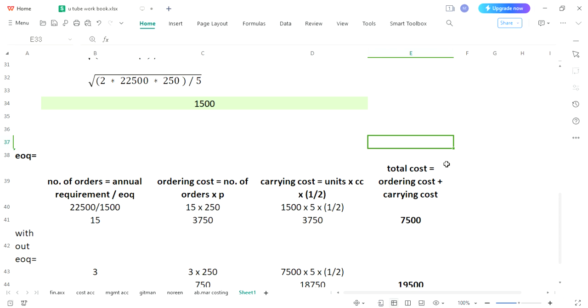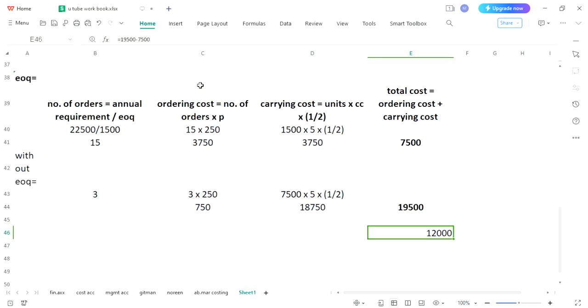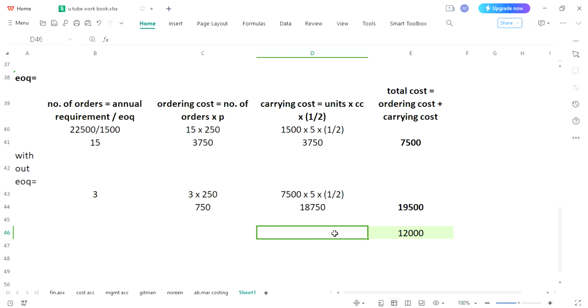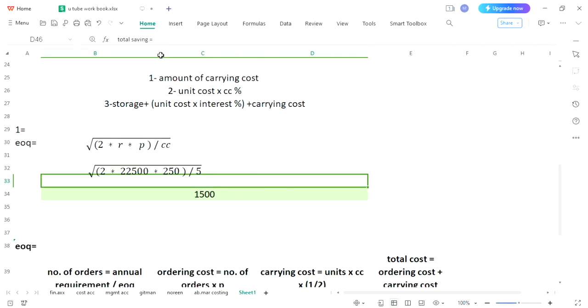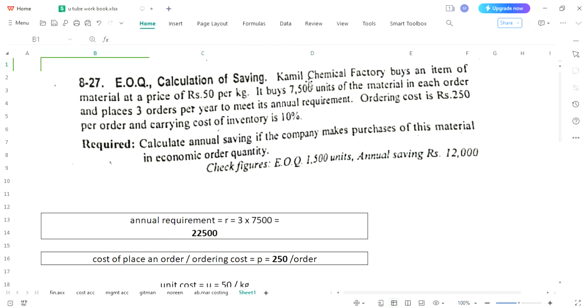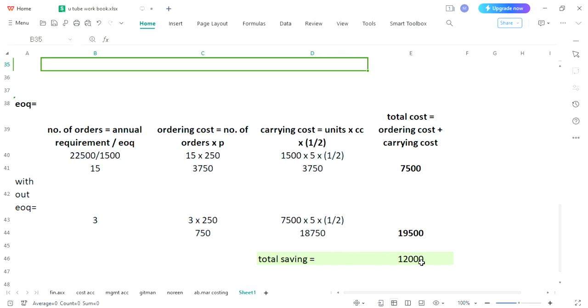So in this way, our saving, incredible saving, I should say, a huge amount you are saving when you will follow your economic order quantity. Final answer has been calculated as we have viewed or matched with the book answer as well. This is total saving which was required in your question, and we have reviewed our answer as well. There were only two answers required. Look at here, 12,000 is your annual saving, and that's what you have calculated. Please focus upon this area.